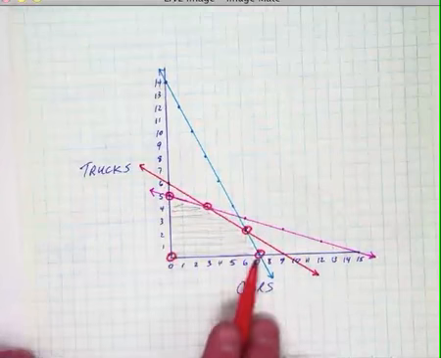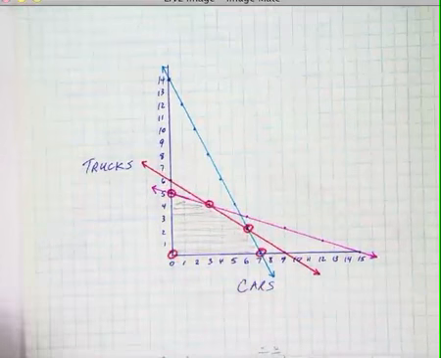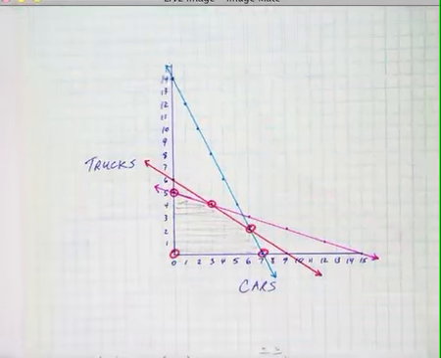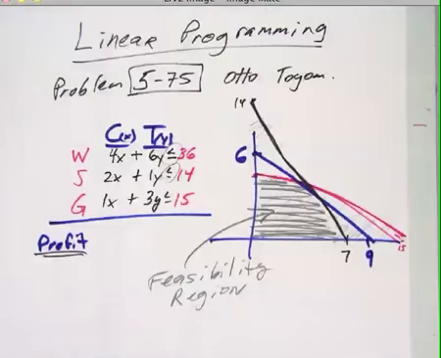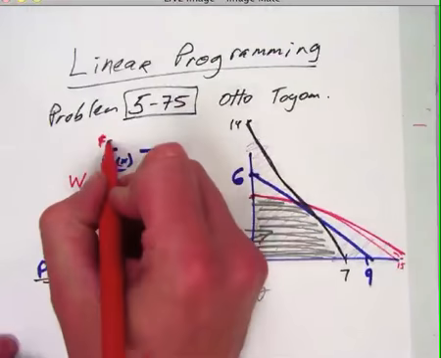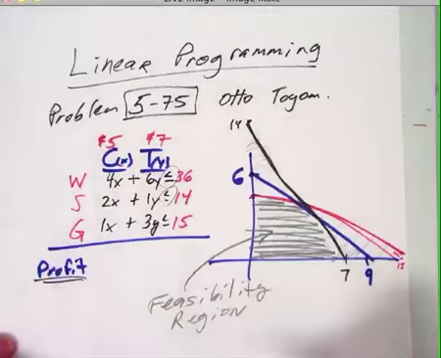Then I need to figure out these points, and I need to test those points in the profit equation to figure out which is the best deal. Okay, so that's what we're going to do next. So now if you go here to profit, he makes $5 for each car he sells. He makes $7 for each truck he sells.